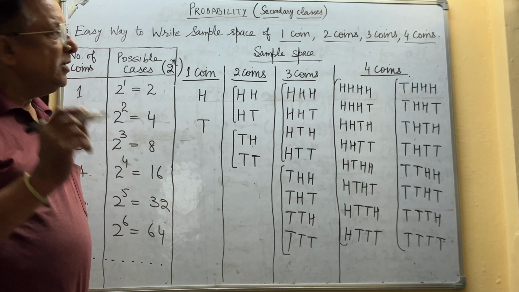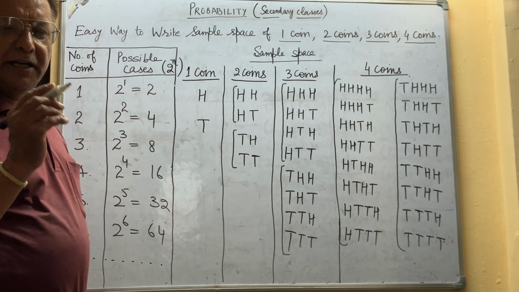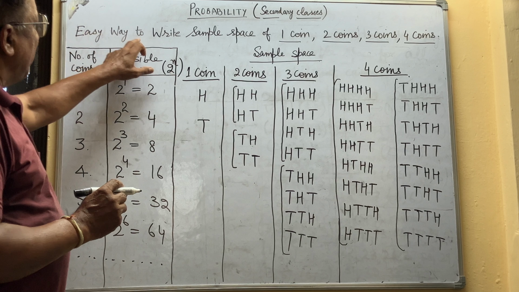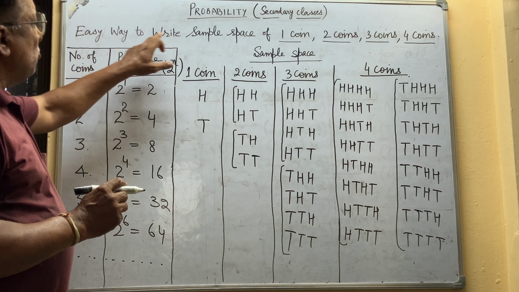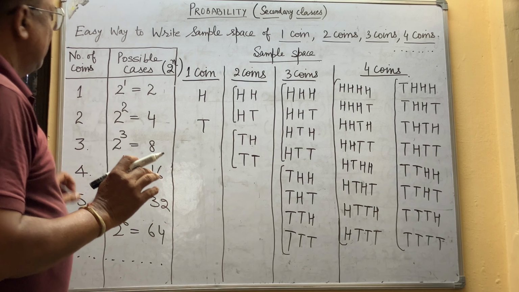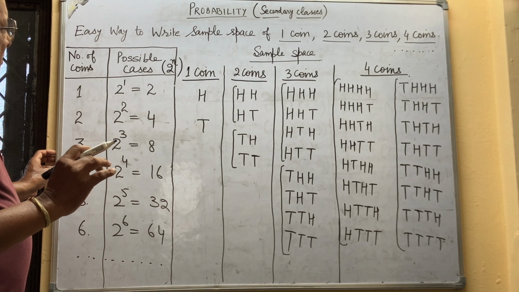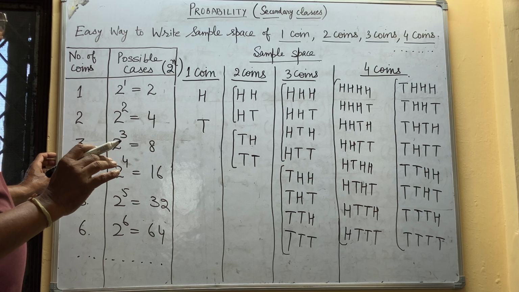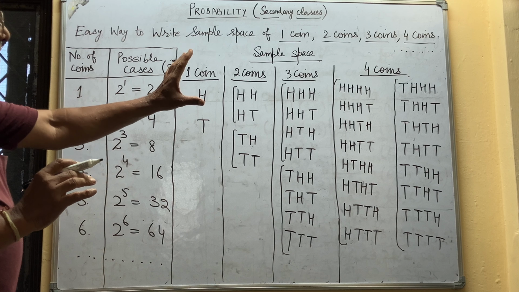It is related to secondary classes, 8th, 9th, 10th. Easy way to write sample space of 1 coin, 2 coins, 3 coins and 4 coins and so on. First of all, we have to know how many possible cases in sample space are possible.